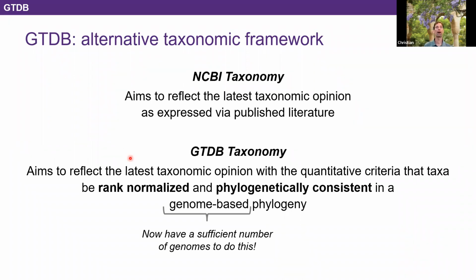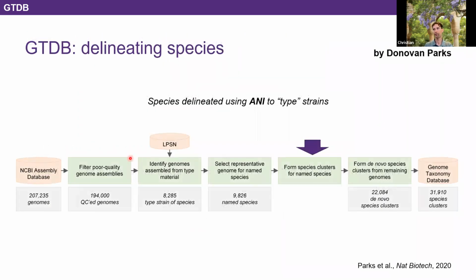But how is it done at GDP? How do we actually delineate the ranks? Let's have a quick look. It's a little bit more in-depth look, I would say. There are two ways of doing this. The species are handled differently than the rest. So let's first look at species. How do we delineate species in GDP? That's an overview provided by Donovan Parks.